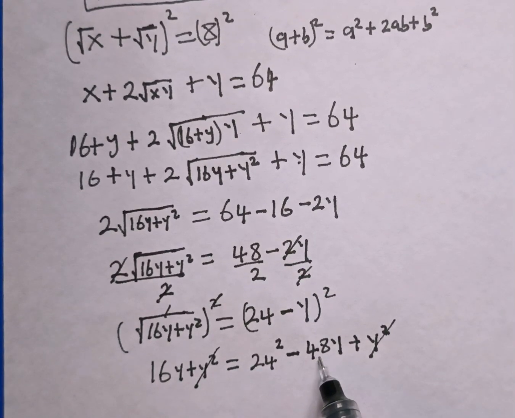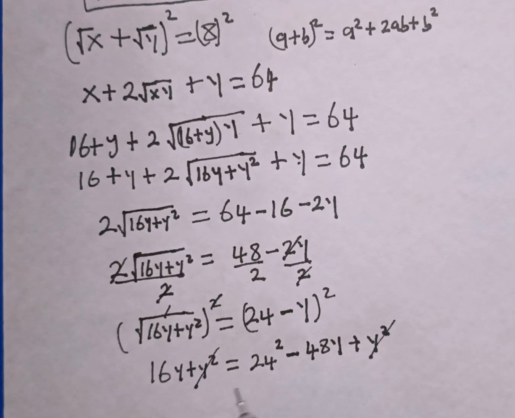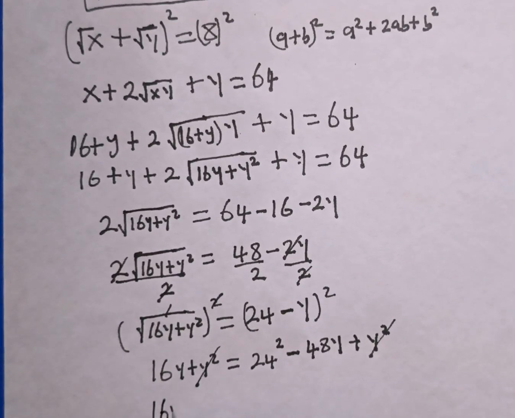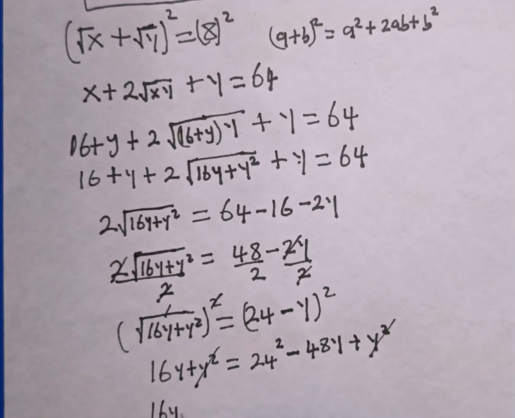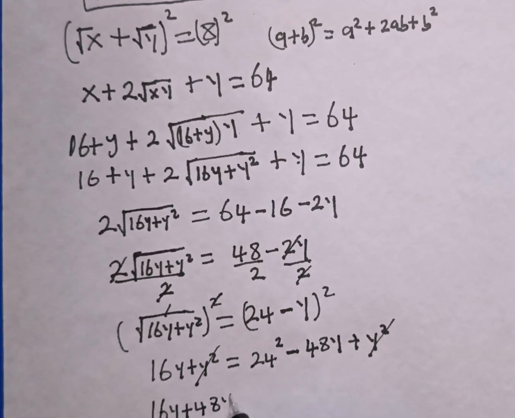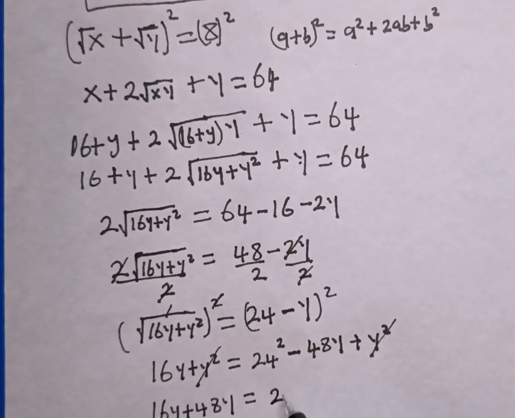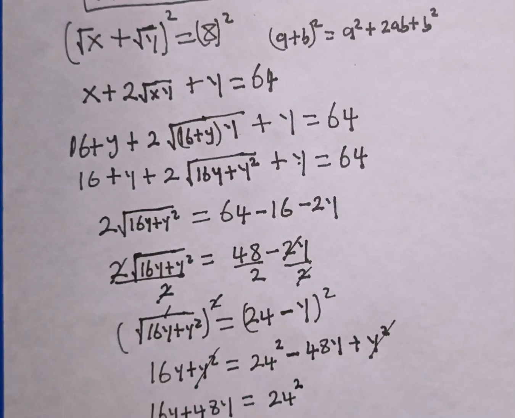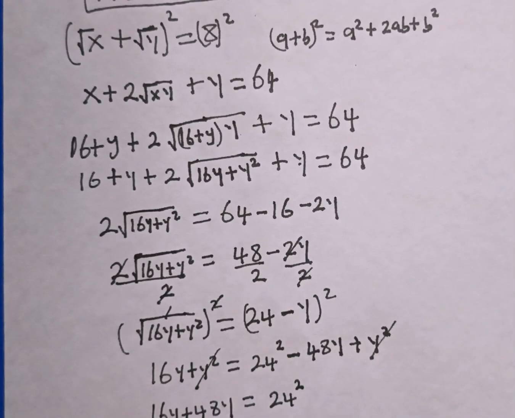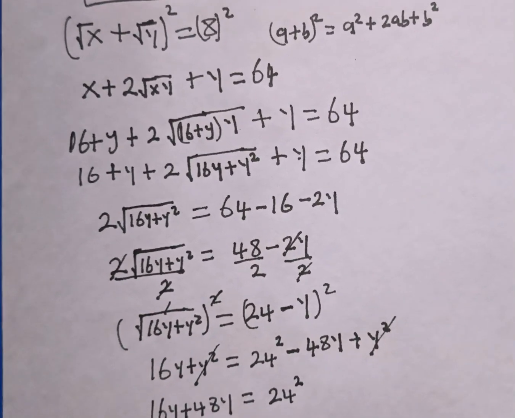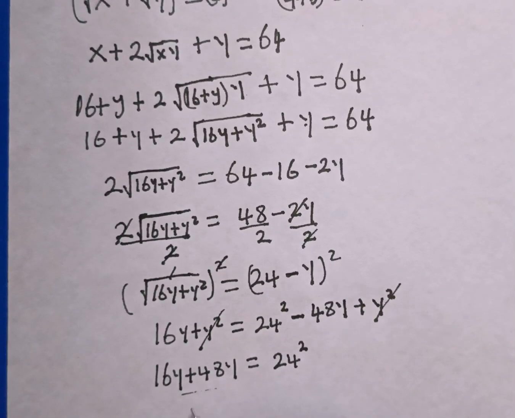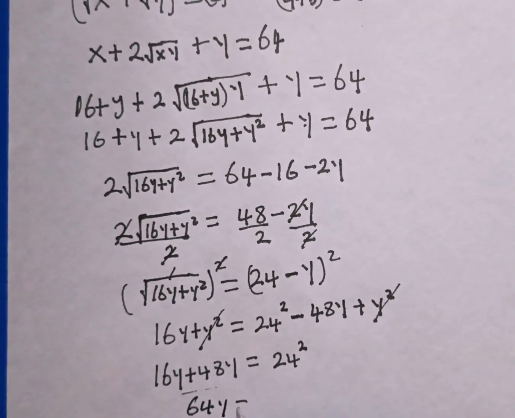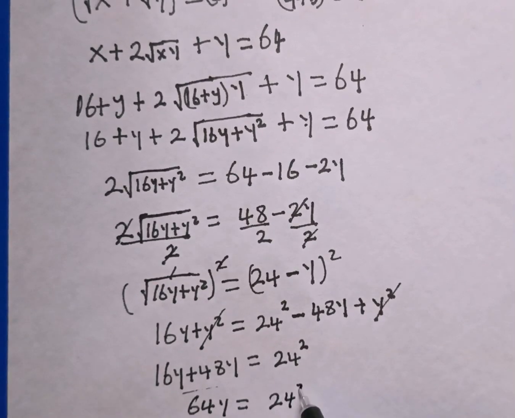Now we need to take this 48y back to the left hand side. We're going to have 16y, and it's negative here, so if it crosses the equality sign, it becomes positive 48y, which is equal to this 24 square. So the next thing we're going to do, we can add these two terms together because they have the same variable. So when we add them together, we're going to have 64y, which is equal to 24 square.